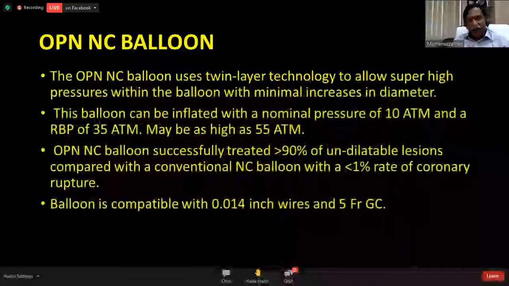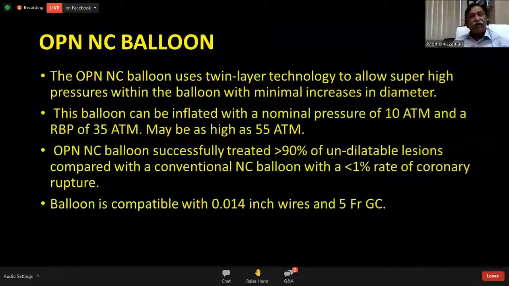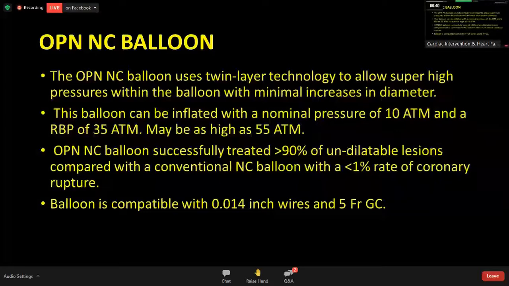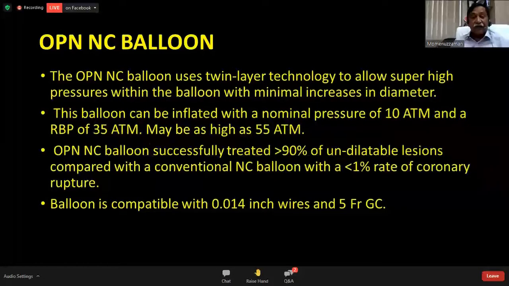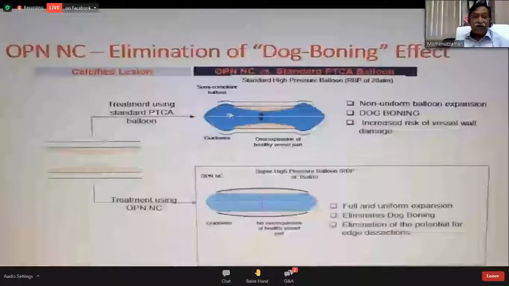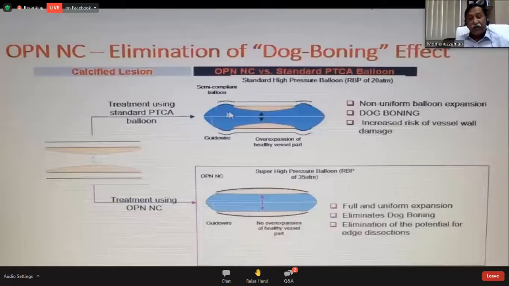Apart from this, there are some other devices which are not available in our country, but we have to know about them. This is an OPN balloon. The high pressure balloon is a double layer balloon, and it can go up to 55 atmospheres. It is most successful in places where a normal or non-compliant balloon cannot open the cell, and the risk is very less, and the balloon is compatible with a conventional coronary wire. This is the OPN balloon. The dog bone effect is abolished with the use of the high pressure OPN balloon.